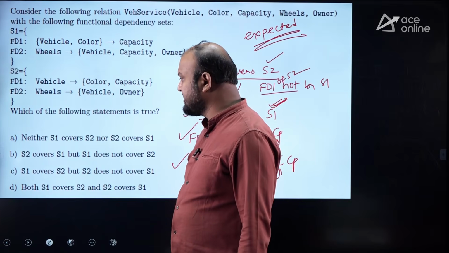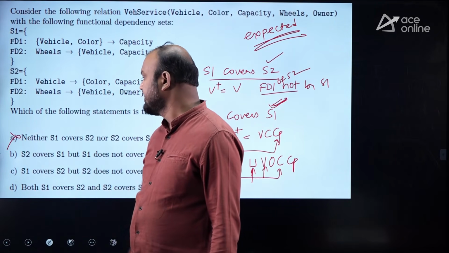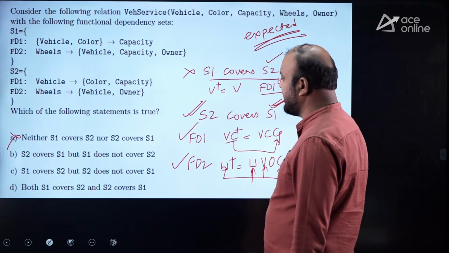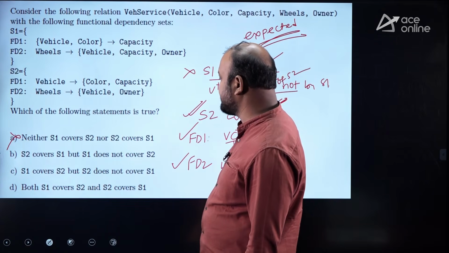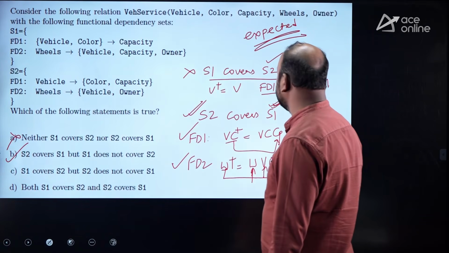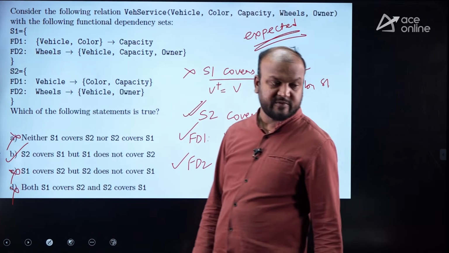So it is given option A, neither S1 covers S2 nor S2 covers S1. This is wrong. S2 covers S1, correct. S2 is covering S1, correct. But S1 does not cover S2 is correct. S1 covers S2, wrong. Both are wrong. So correct answer is option B.